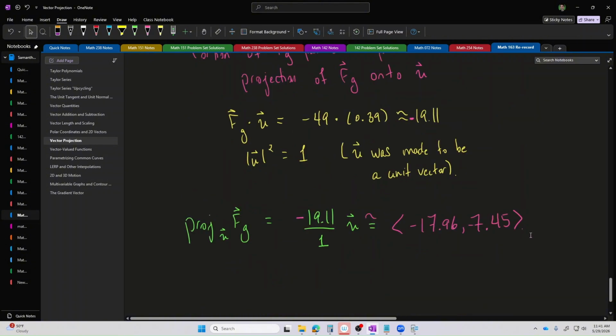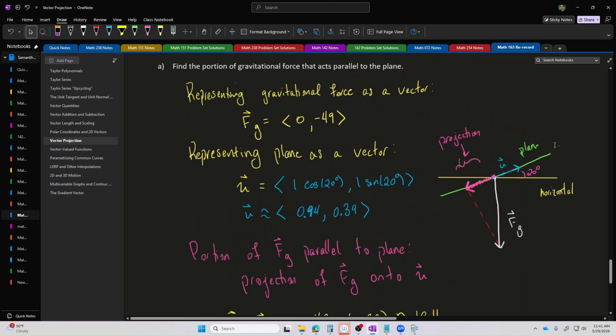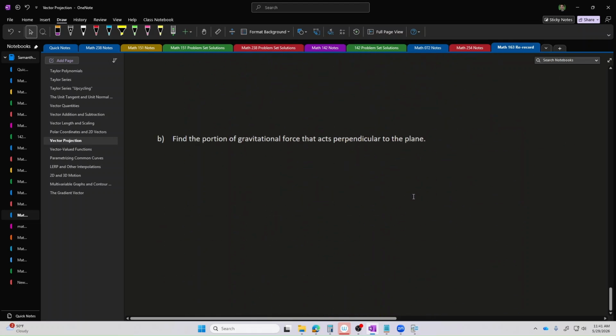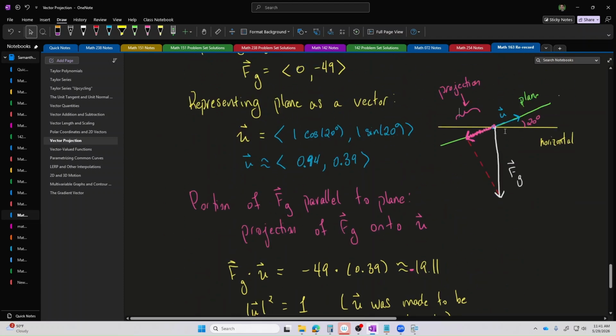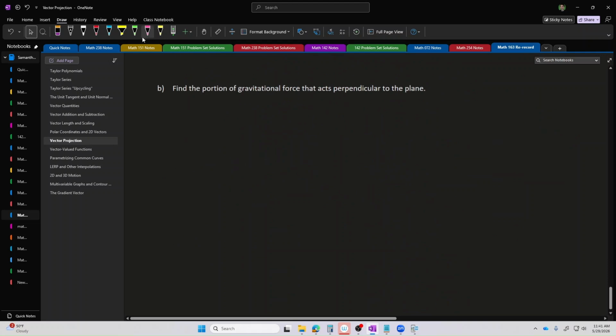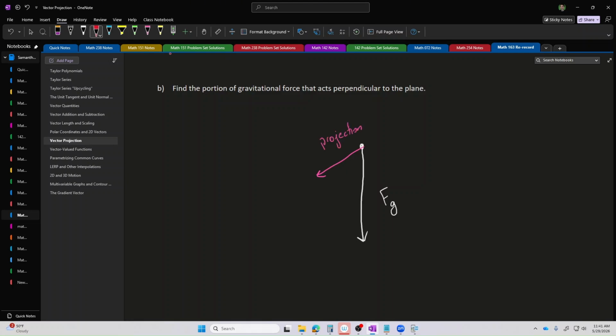So now that we found the portion of gravitational force that's parallel to this surface, now let's find the other portion of gravitational force, the portion that is perpendicular to the surface. To find the portion of the force that's perpendicular to the surface, I'm just going to use vector subtraction, because based on the picture that I have f sub g here. I have the projection, and then this leftover portion in the corner is the vector I'm currently trying to find.